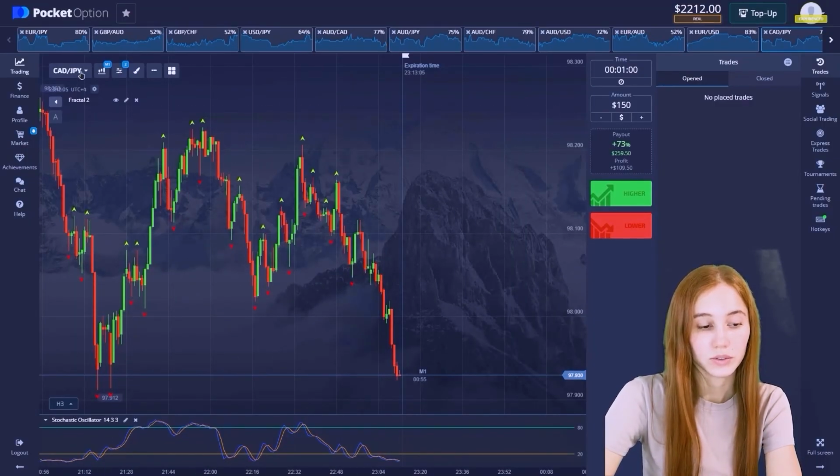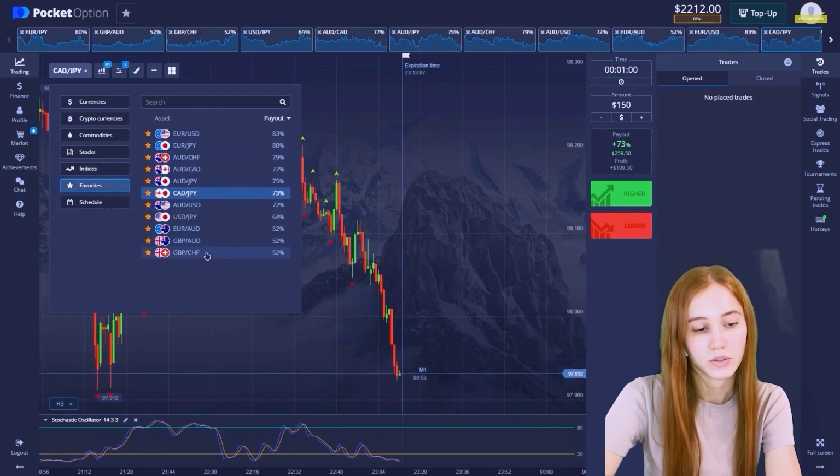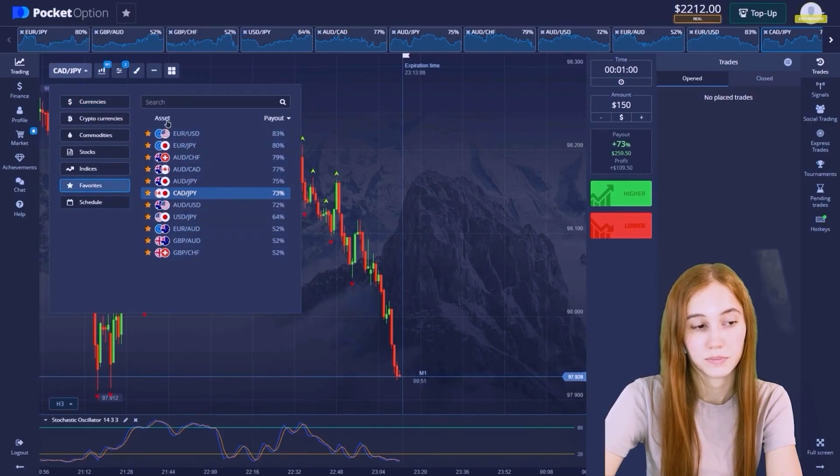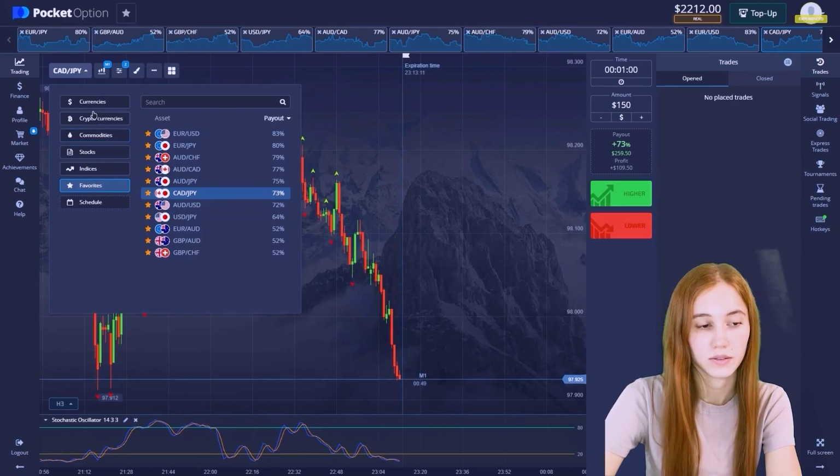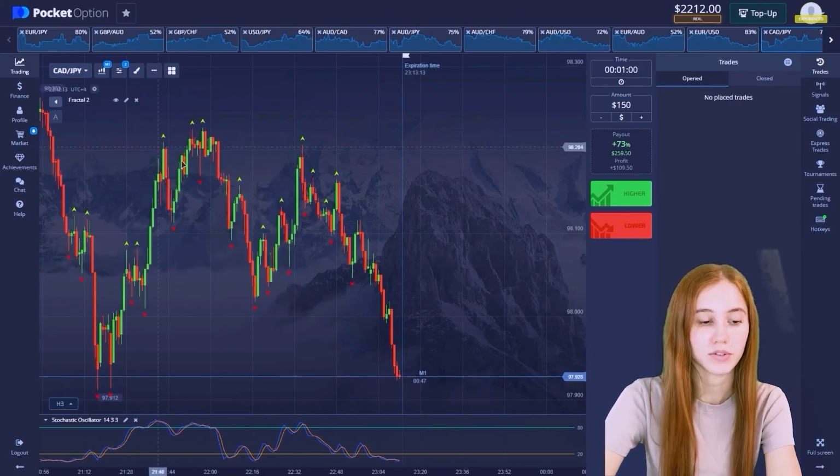We also traded on currency pairs, and I recommend also trading on currency pairs with payouts more than 70%.